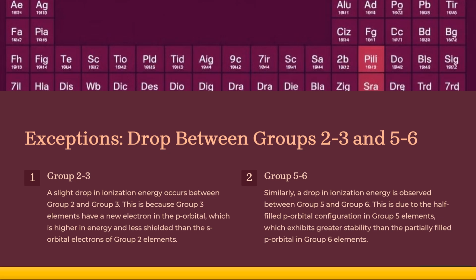Group 5 elements, like nitrogen, have a half-filled p orbital configuration, which is inherently more stable. This stability makes removing an electron more difficult. But in group 6, elements like oxygen have one more electron in their p orbital. This additional electron creates repulsion and reduces the orbital stability, making it slightly easier to remove an electron. These subtle differences in electron configurations explain the exceptions to the trend.